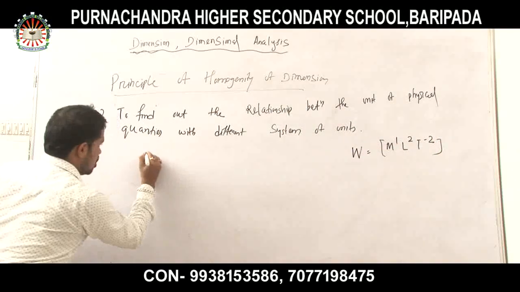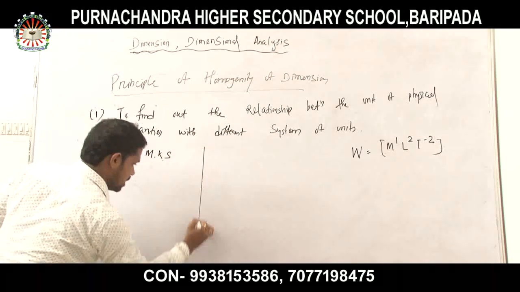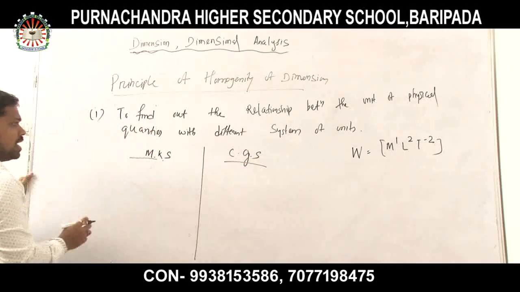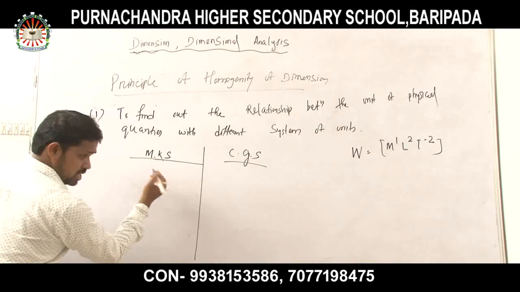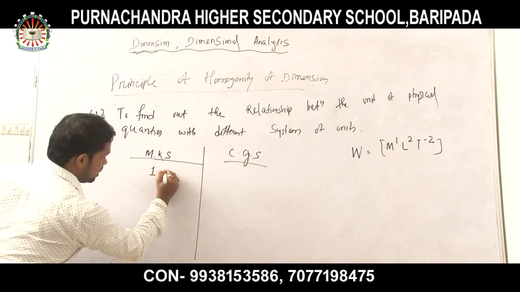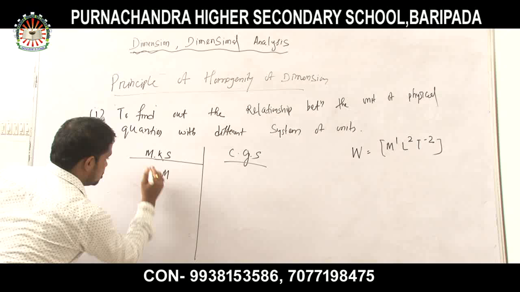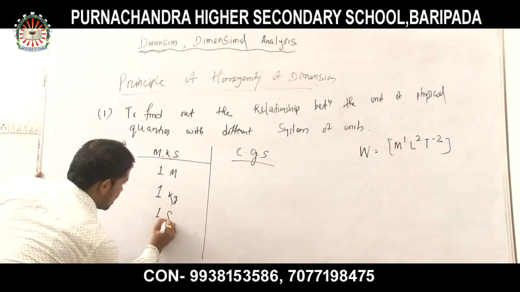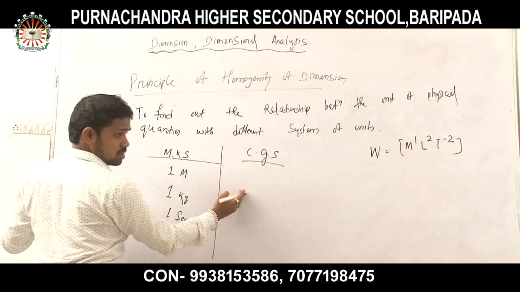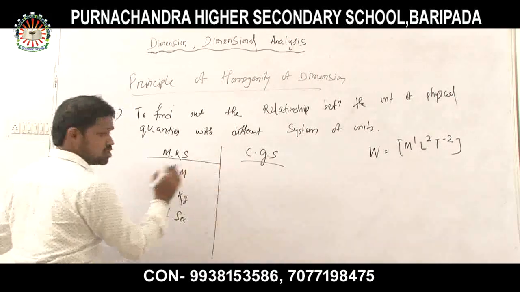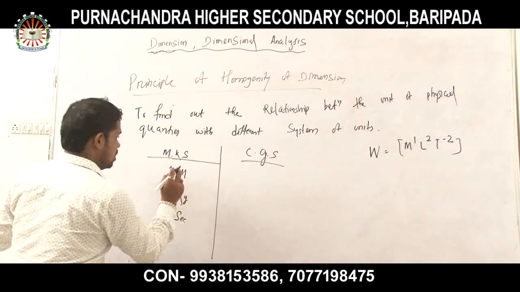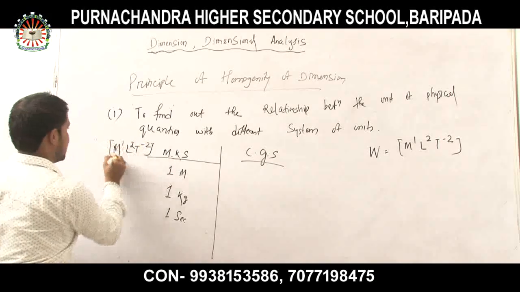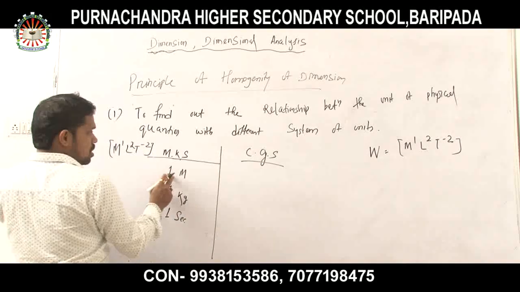Okay, so I have to mention two parts. One is MKS, another part is CGS. Now in MKS, this is 1 meter, this is 1 kilogram, and this is 1 second. So we have to convert this MKS to CGS, not CGS to MKS. It's very important. So now the dimensional formula I have to mention here is M1 L2 T to the power minus 2. Clear? So now we have to convert this to CGS.